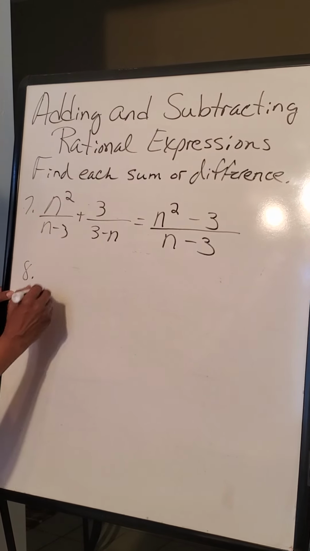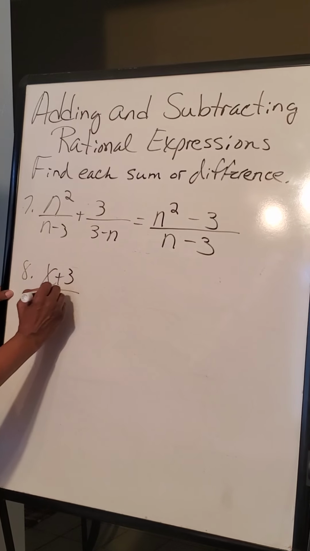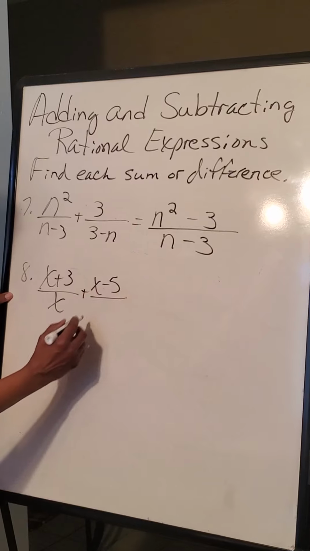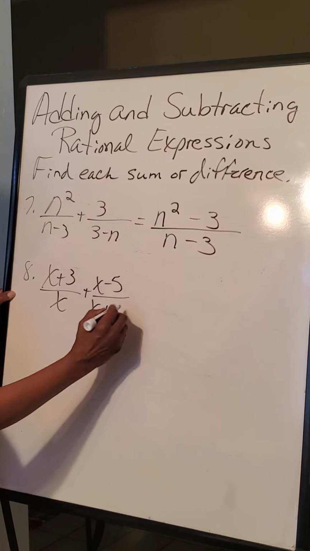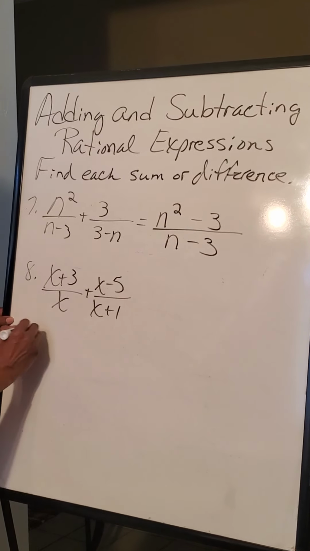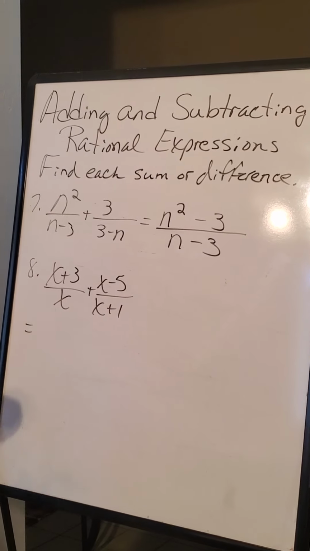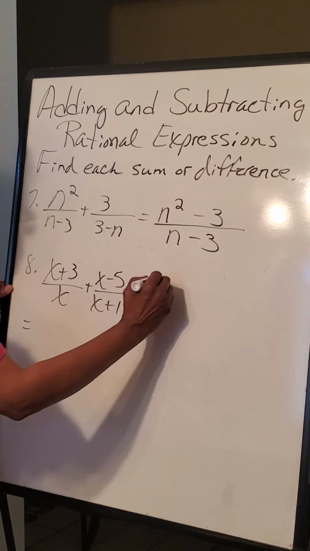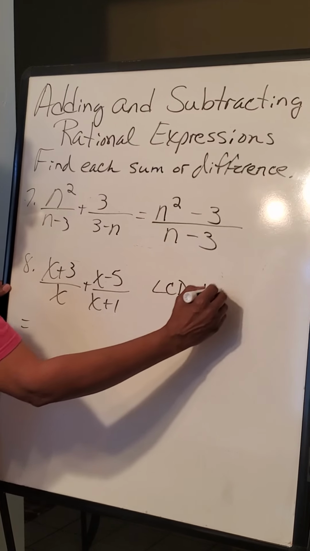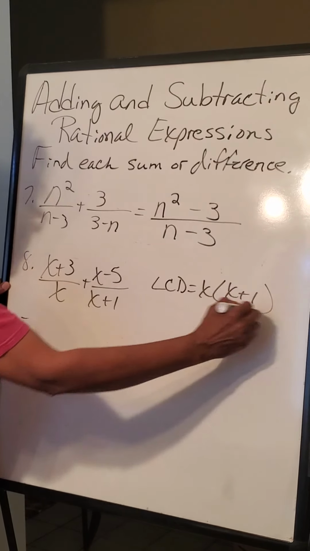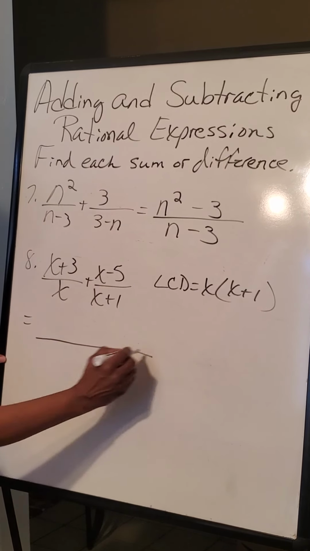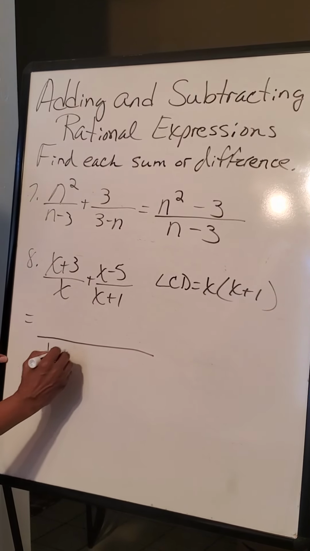Example 8, if I had x plus 3 over x plus x minus 5 over x plus 1. Well, my least common denominator, for my only two factors, are x and x plus 1. They don't have anything in common, so my LCD for this problem is x times x plus 1. So I'm going to write this with my one denominator.